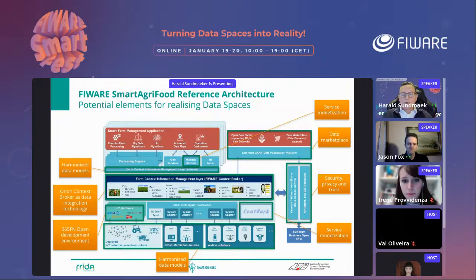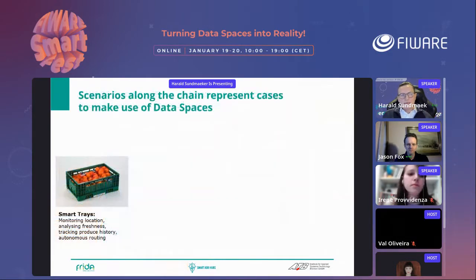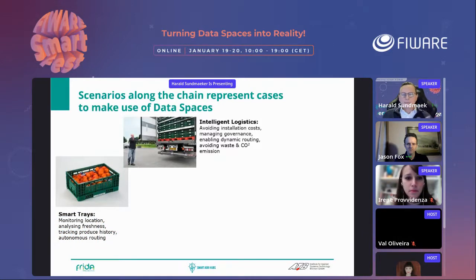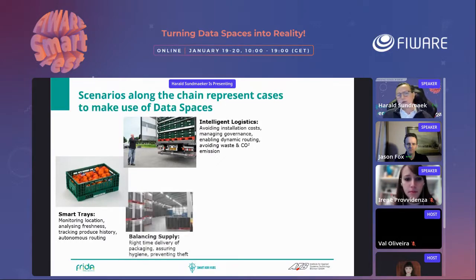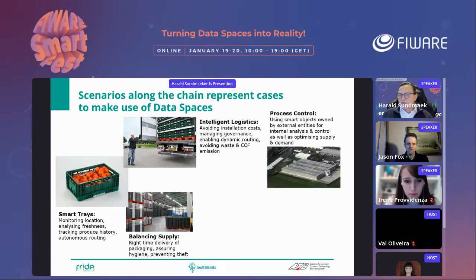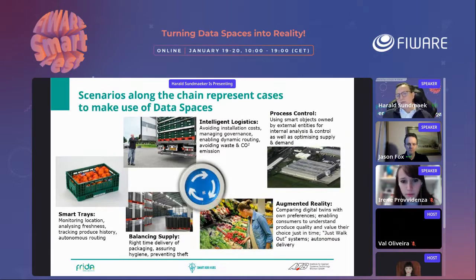And last but not least, and I think this is also a very good effort done in the FIWARE environment, also collaborating with a lot of organizations about harmonized data models, because that's really a next step of making things really deployable and easy to use. And I think that is really important also for developers. And this will bring us to new potentials when we are going up in the chain, about smart trays, about intelligent logistics, about balancing supplies, about process control, and even augmented reality for consumers.